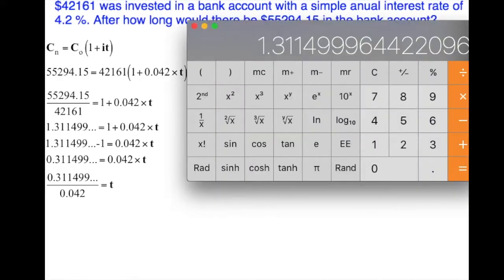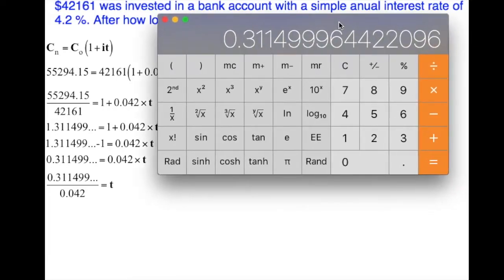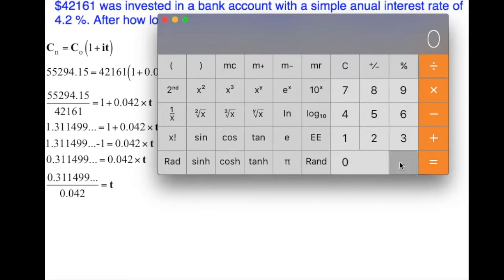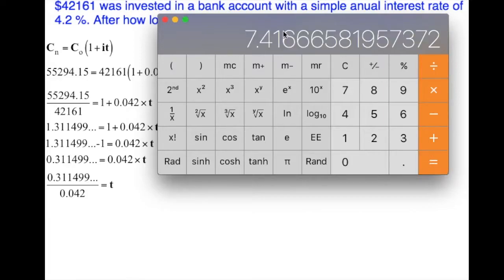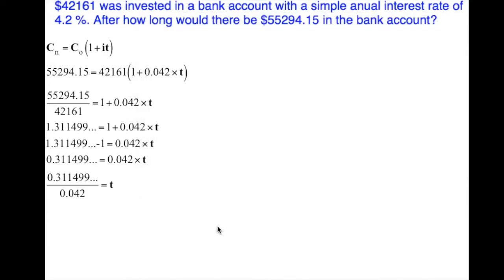Okay, so we have this number, subtract the 1 from it. Okay, so 0.3149996, and it goes on for a while, divided by 0.042, and that should be our time in years, so 7.4166 years. We could enter that as an answer, but that doesn't really make a lot of sense to us, so maybe we want to figure out how many months we have. 7 full years, and then 0.4166 fractional years.